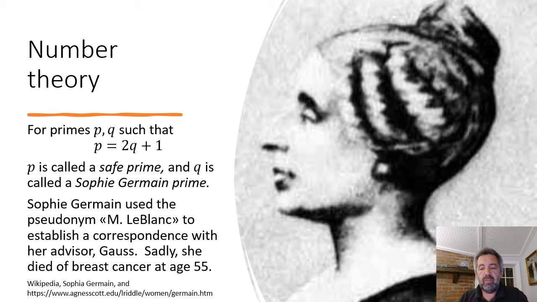So first, a little number theory. We're going to use prime numbers P and Q such that P equals 2Q plus 1. These primes are commonly used in cryptography. P is called a safe prime, and Q is called a Sophie-Germain prime.